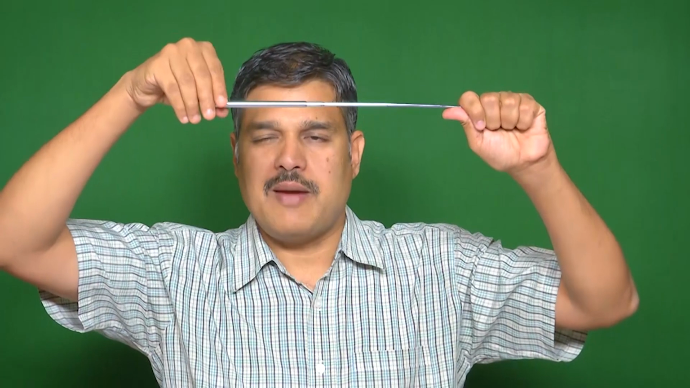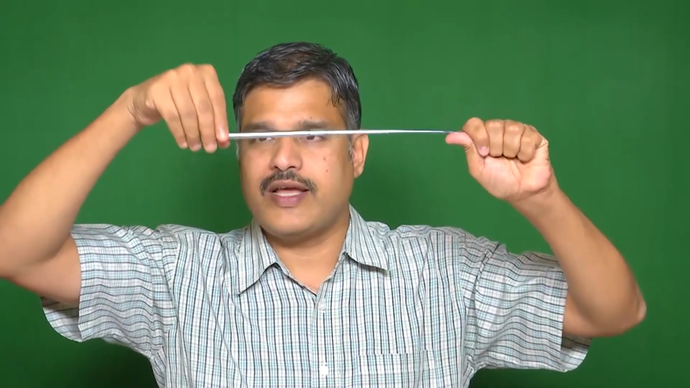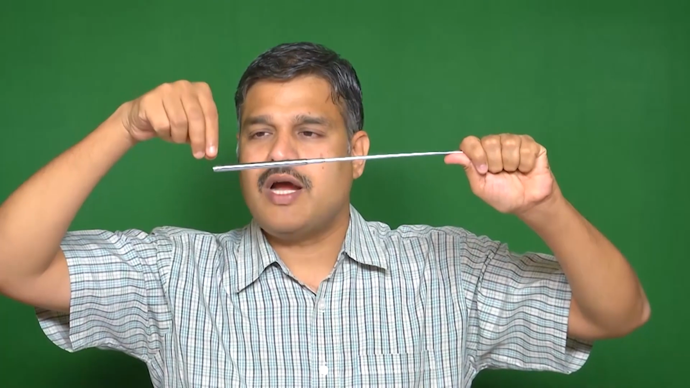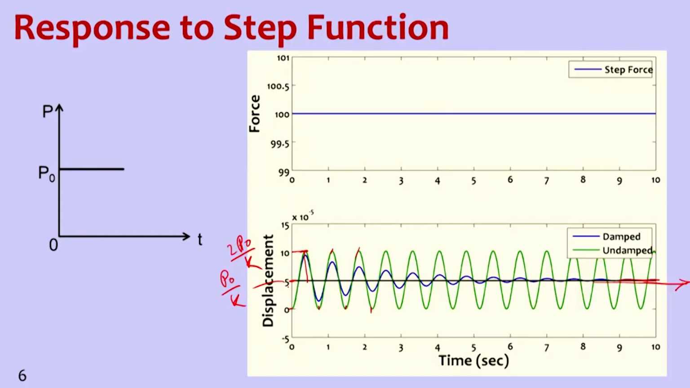Before that, there is a double amplitude, then slowly it vibrates a few cycles and then comes to rest. So at rest, in the case of a suddenly applied force, the value is P naught by K, and the minimum value will be 0 and the maximum value will be double of P naught by K. So that is the response to a step function.